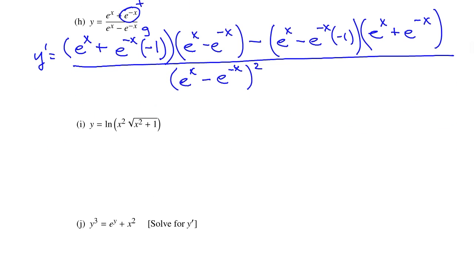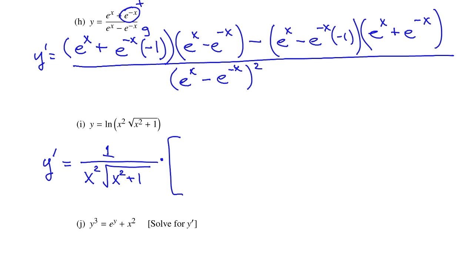Part I is the derivative of the natural log of x squared times the square root of x squared plus 1. So here we're going to use the natural log derivative, but we're also going to have to use the chain rule to take the derivative of the inside, and the inside happens to be a product, so we have to use the product rule as well. So, first things first, the derivative of the natural log is 1 over, and then it's the argument of the log. Now times the derivative of the inside.